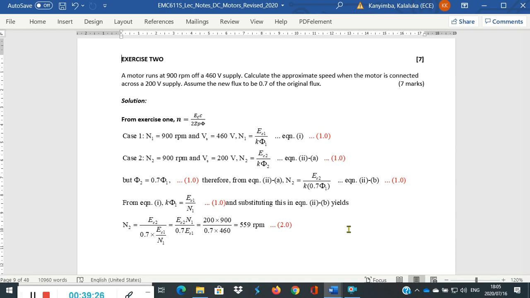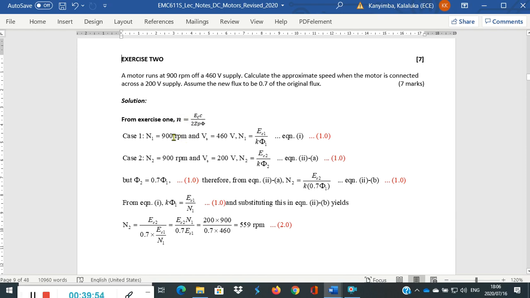Most likely, it was a shunt excited motor. From exercise 1, we came up with the equation of the speed. N in revolutions per second is equal to EC times C divided by 2 times Z times P times phi. So since we are given speed in RPM, let's maintain our RPM.